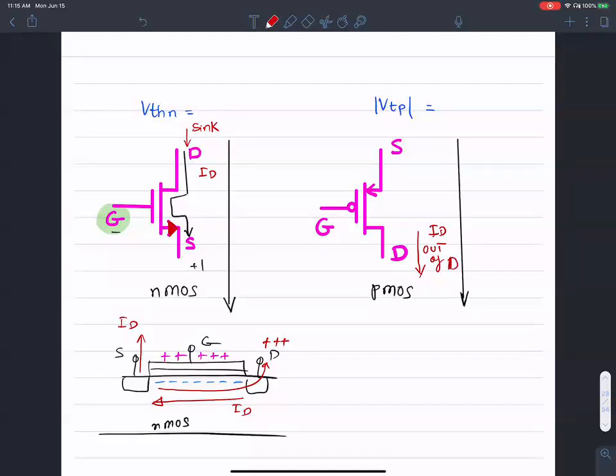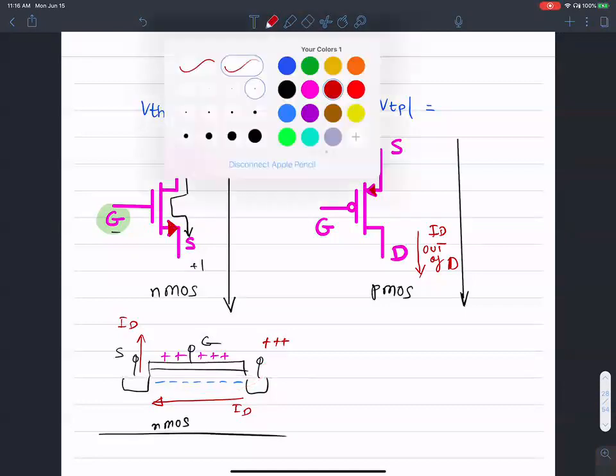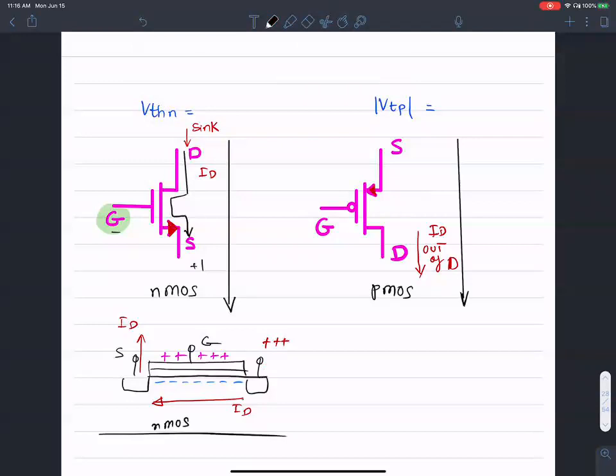So there is a very specific direction, and that direction is shown using the arrow here in the NMOS and PMOS. For the NMOS transistor, the current is sinking into the drain, coming out of the source. So the current direction is from drain to source for NMOS transistor. For PMOS transistor, the current direction is from source to drain. The drain current is in the opposite direction. Does that make sense? Yes, thank you.